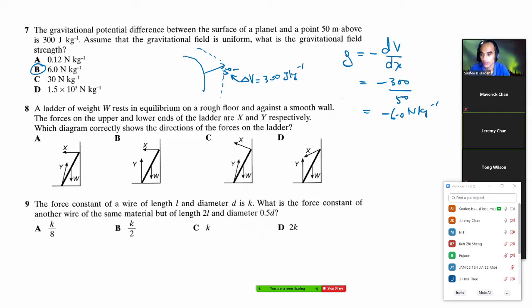The next question is about the force on the ladder. A ladder of weight W rests in equilibrium on a rough floor against a smooth wall. Which one do you pick? A, B, C, D?